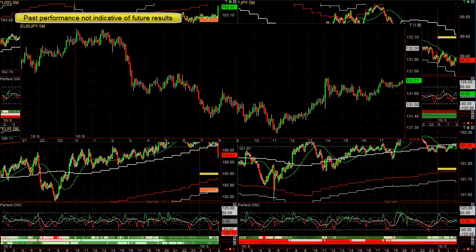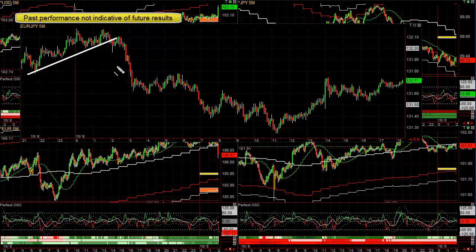So if you look at the euro yen, 2 o'clock, you're looking to sell this. Obviously, you got a nice little trend line break right here. You sold that, you put your stop above the high, and you can see it took the yen almost an hour before it started getting strong, and then it fell.